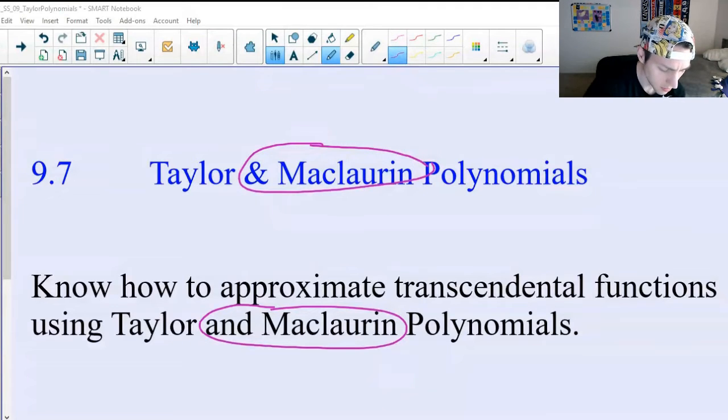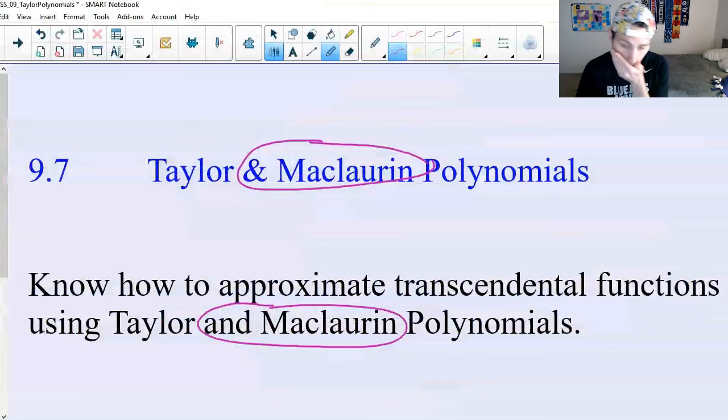But I believe that was one of the things that was listed as not being on the topics list for the AP test. Double check that. I guess it still could be in there. We'll see.